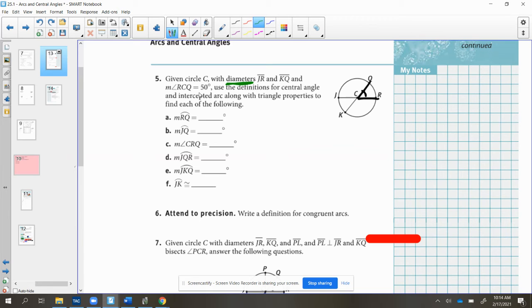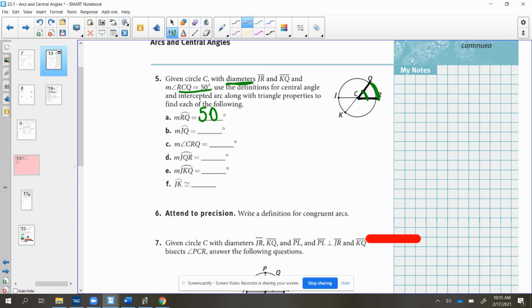Okay, now going off of what they are talking about, the first thing they want us to figure out is what is the measure of arc RQ. Well, a reminder, the central angle is going to equal the measure of the arc. So since we know that our angle RCQ is 50 degrees, we know that the arc it opens up onto is also going to be 50 degrees, okay?